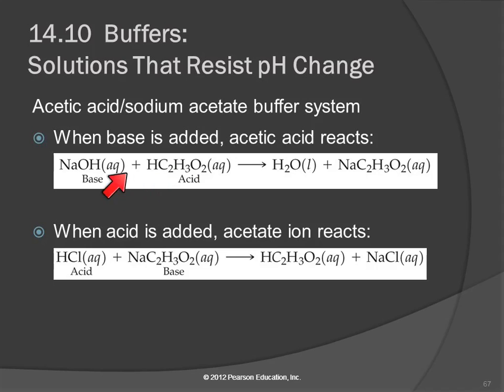So in this acetic acid sodium acetate buffer system, if we add sodium hydroxide, the acetic acid that is present will react with it and neutralize it, forming water and sodium acetate. There is also sodium acetate present, and if we add an acid, this acts as a base and forms acetic acid and sodium chloride. So whichever way, if you add acid or base, you have a component there that can neutralize it.